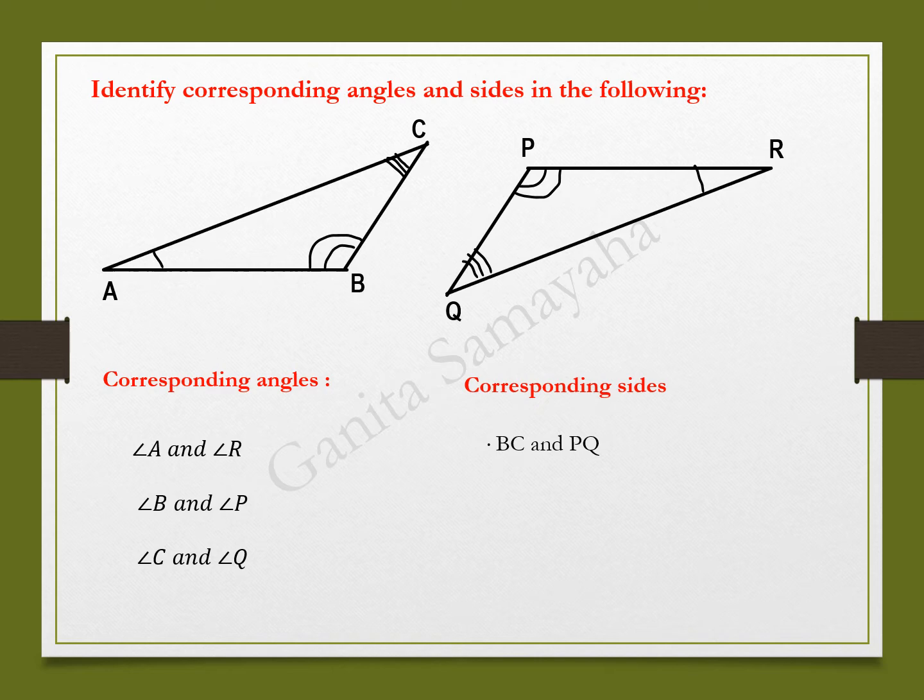Okay. Next, look for angle B. Side opposite to angle B is AC and the side opposite to P is QR. So, we have AC and QR as the corresponding sides. And finally, we have angle C equal to angle Q. The side opposite to C is AB and the side opposite to Q is PR. So, we have AB and PR as the corresponding sides.